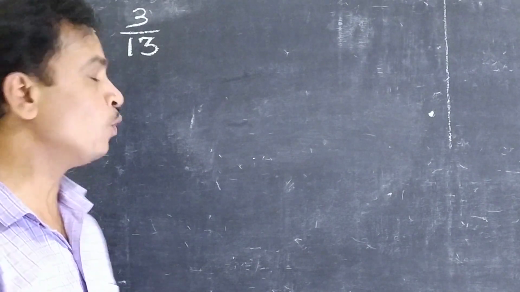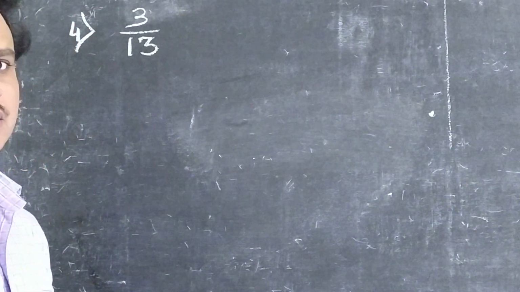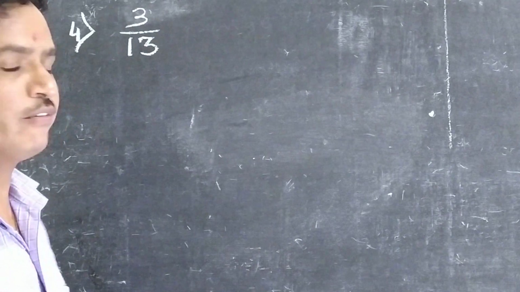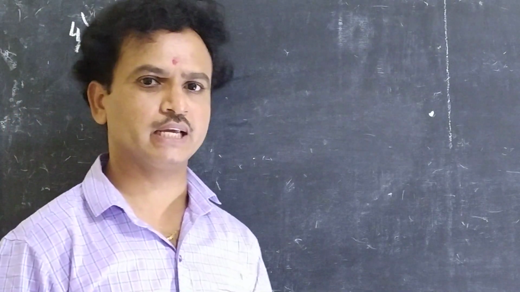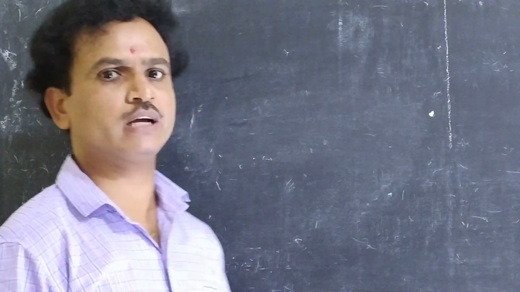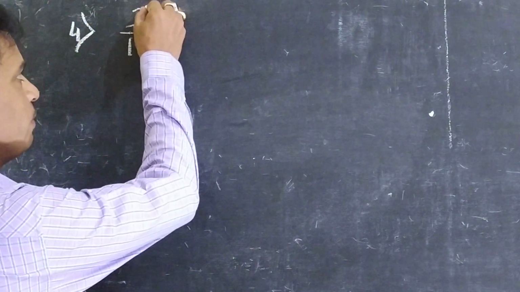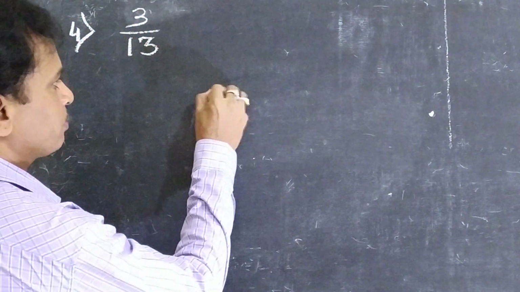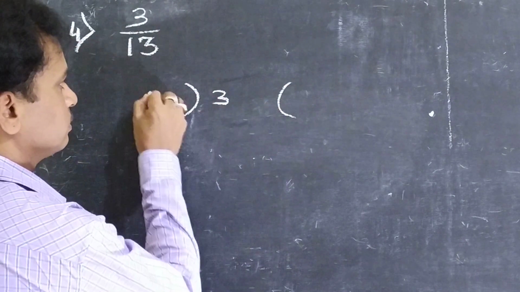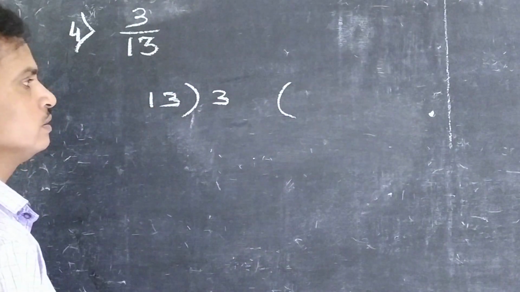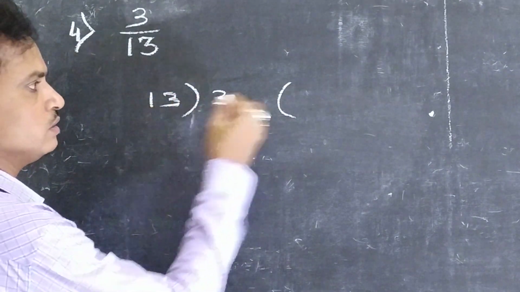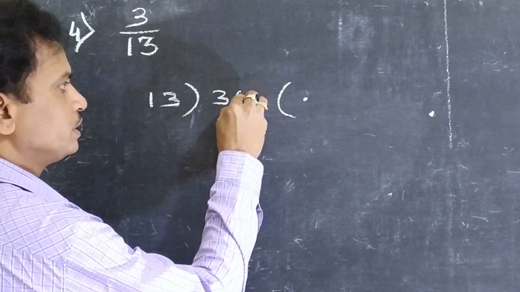So question number 4, here 3 by 13. By using this question, we should find whether it is terminating, non-terminating, recurring and non-recurring. So first we should divide this 3 by 13. 3 divided by 13. So 3 is less than 13. So put point and you should take 0 here.